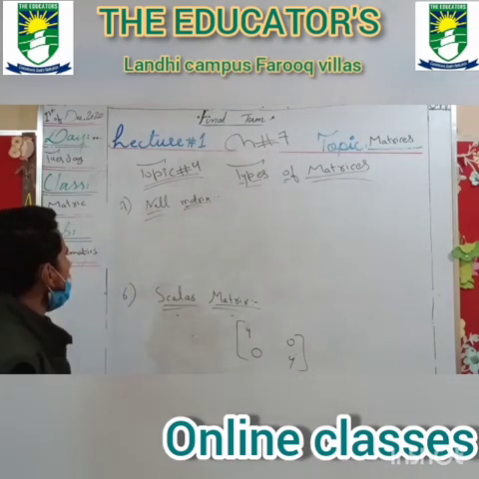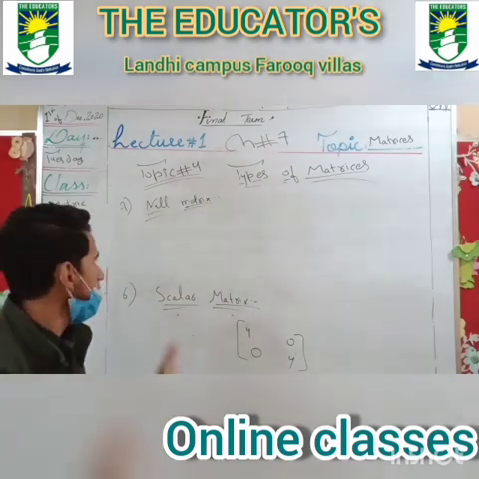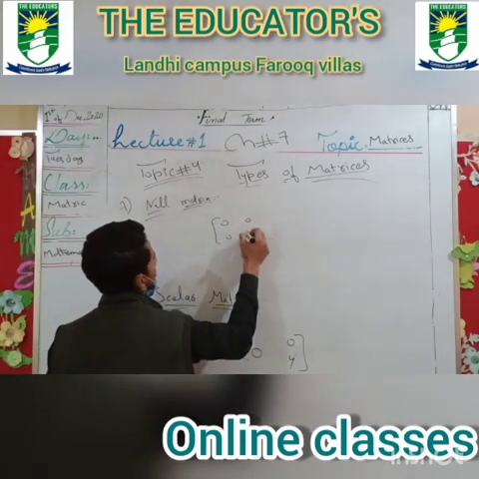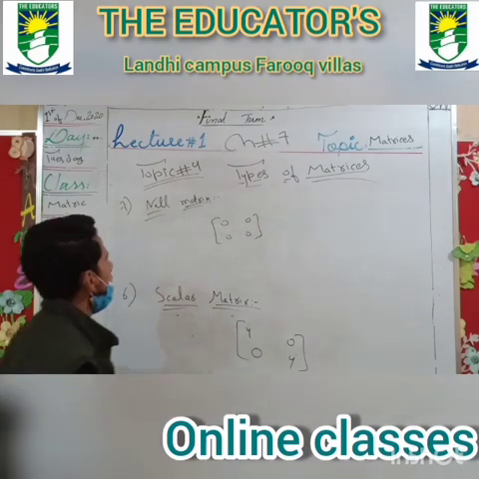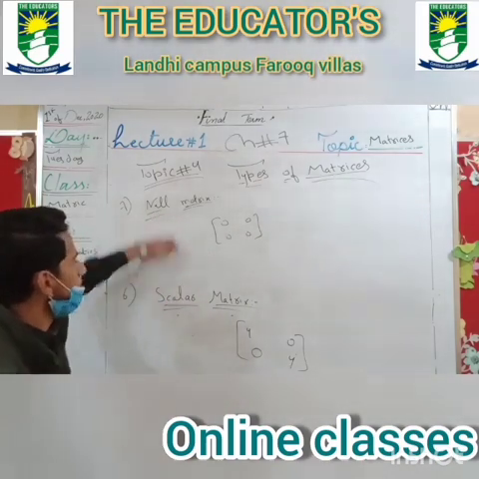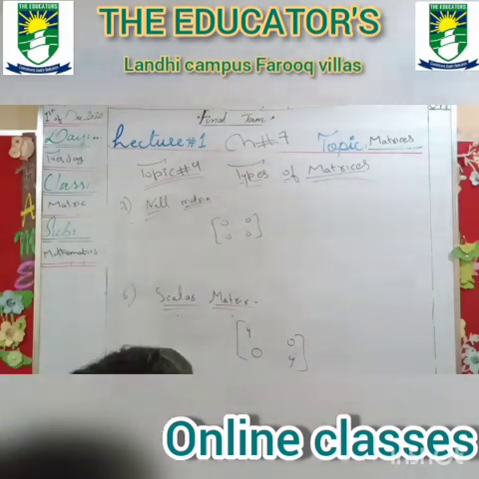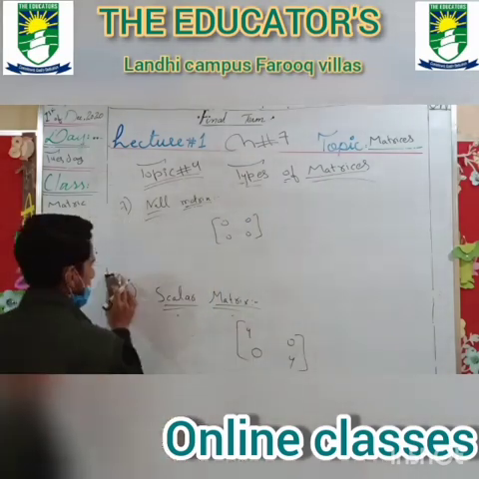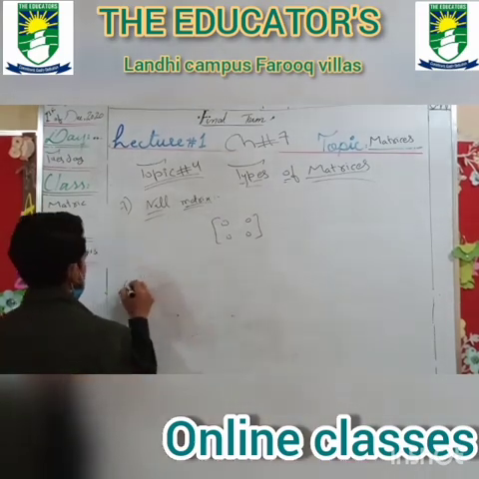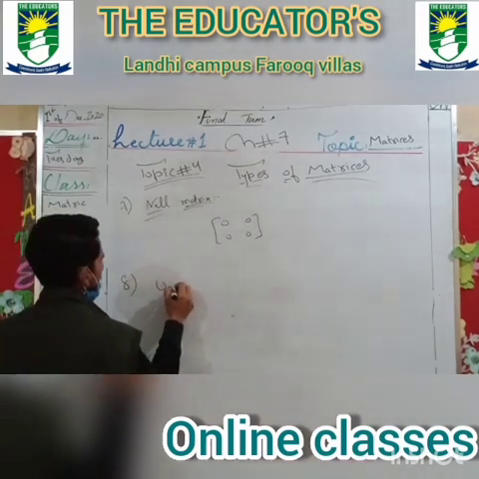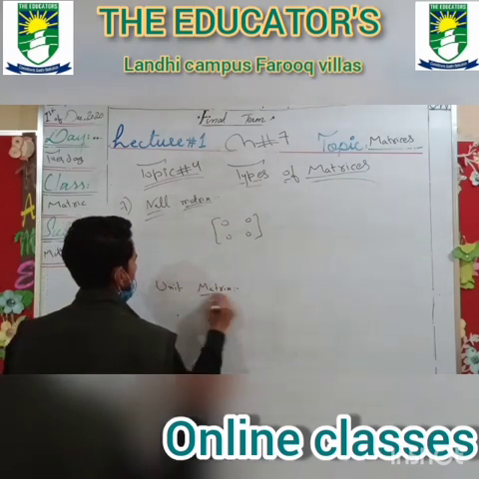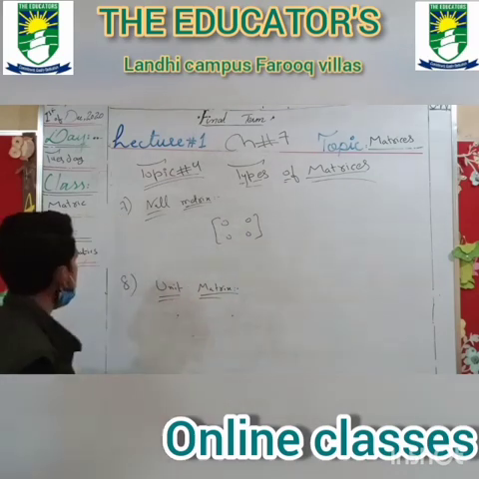The condition for a null matrix is that when all elements of a matrix are 0, you may refer to it as a null matrix. Now let's move to type number 8, the unit matrix, and it is also the last type.